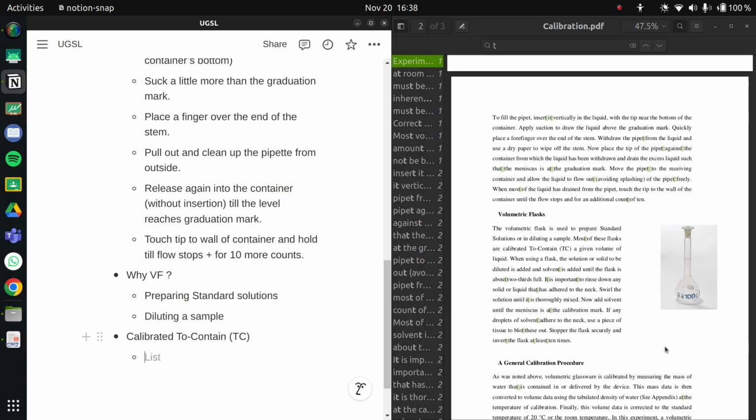Fine. So when using the flask, the solution or solid to be diluted is added and, wait, what? The solvent is added until the flask is about 2/3 full. Why? It is important to rinse down any solid or liquid that has adhered to the neck. So okay, never mind. I'm just going to write it in here. Sure.